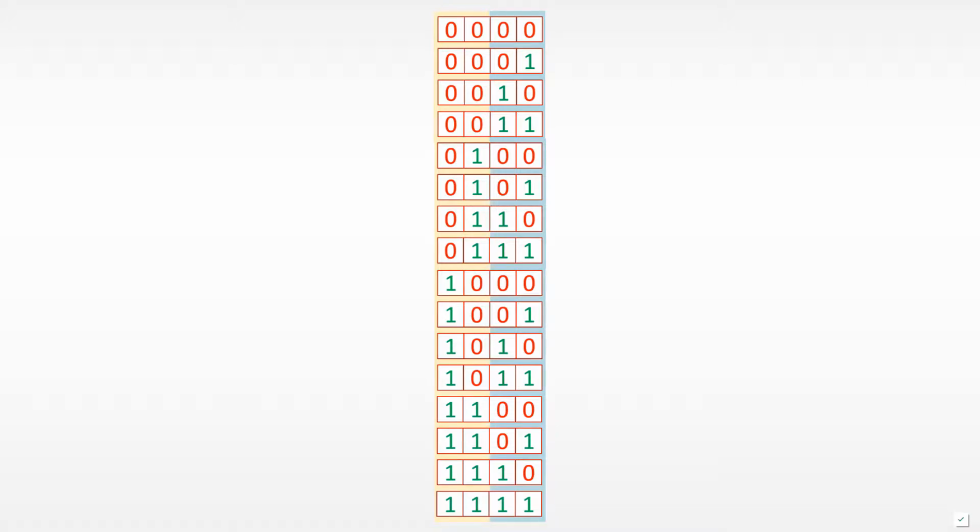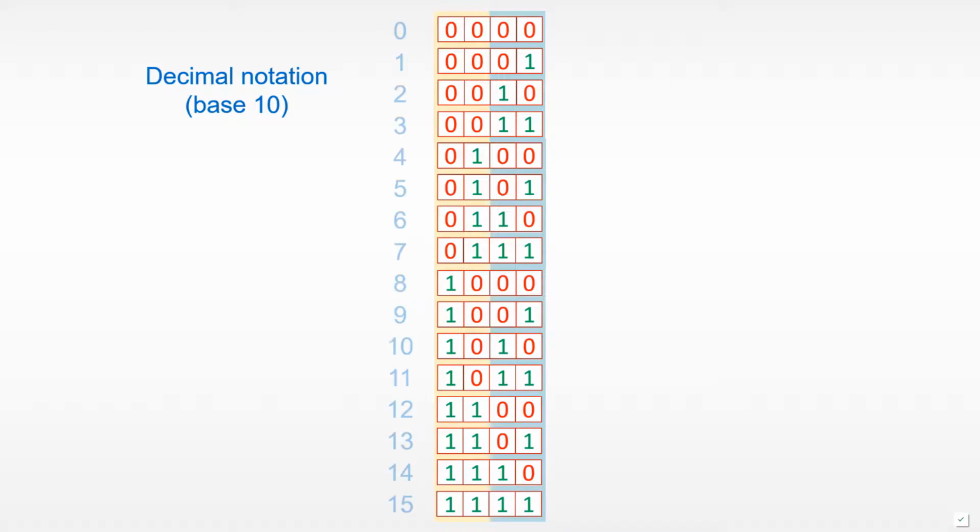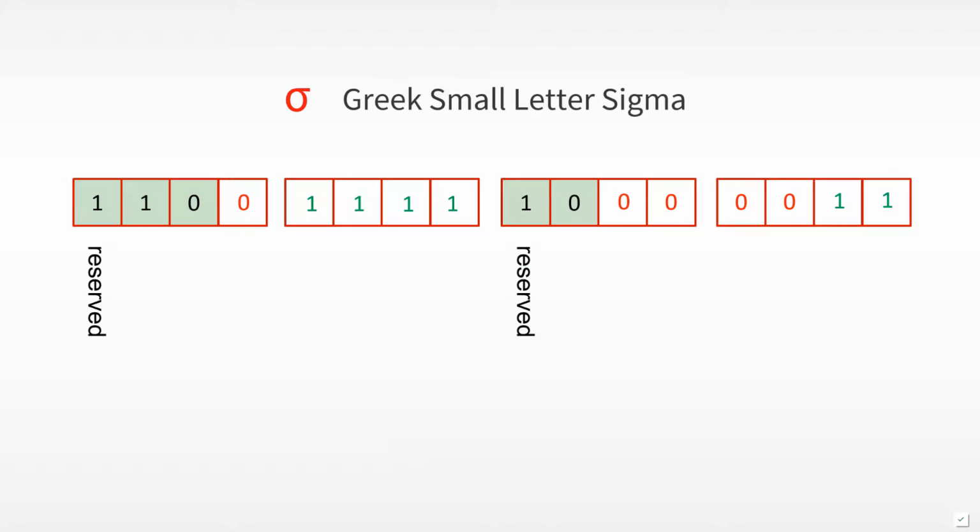possible combinations. Now, let us see how we can describe these combinations using what we are more familiar with, which is the decimal notation. Well, one thing that we can very easily do is we can just use the numbers from 0 to 15 to describe all possible combinations. So if we take our 2 bytes of data representing the Greek small letter sigma, what we can quite easily do is represent the first chunk by the number 12, the second chunk by the number 15, the third chunk by the number 8, and the fourth chunk by the number 3.